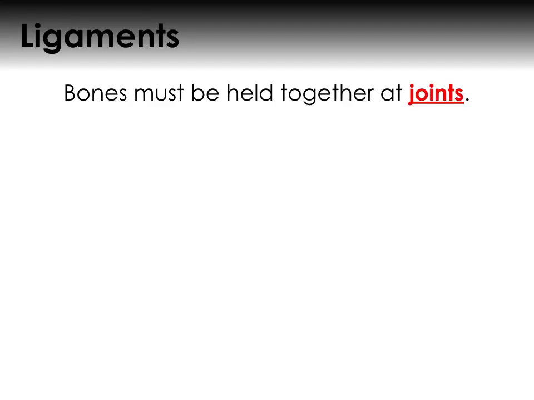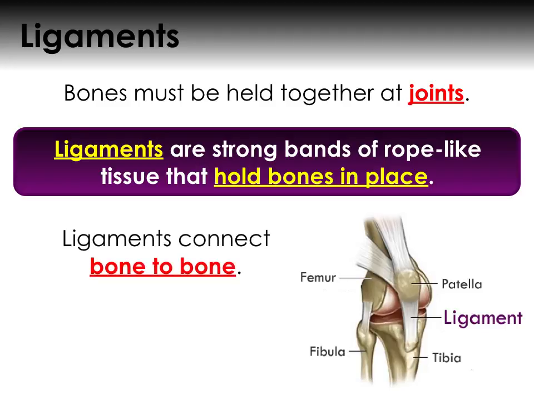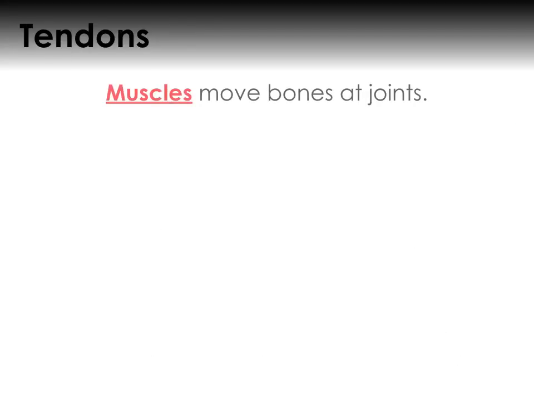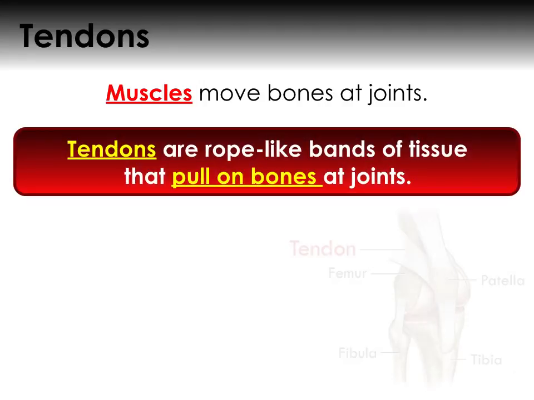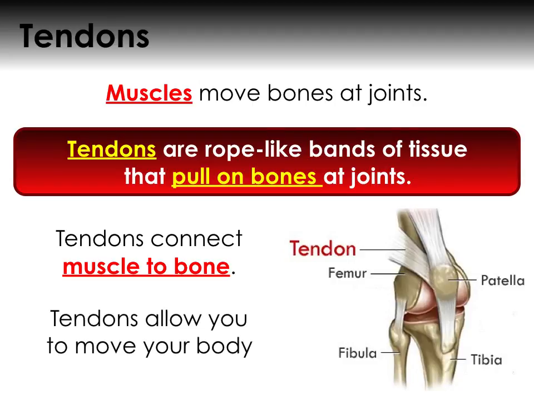Bones have to be held together at joints, and ligaments are strong bands of rope-like tissue that hold the bones in place. Ligaments connect bone to bone and they keep them from slipping out of joint. Tendons are what connects muscles to bone. They are rope-like bands of tissue that pull on the bones at joints, and these are what allow you to move your body.